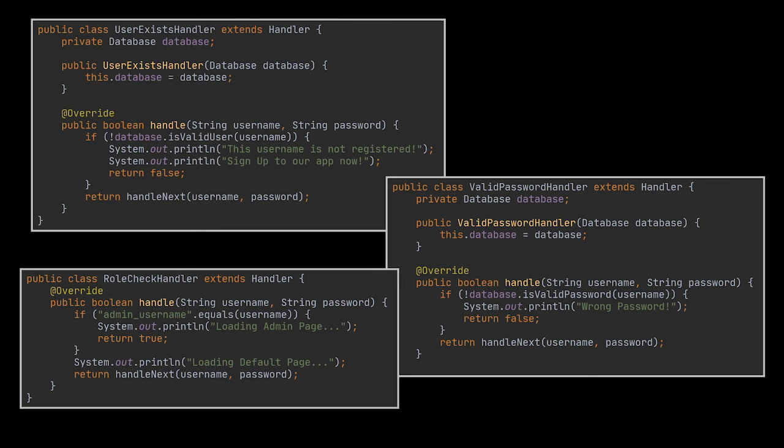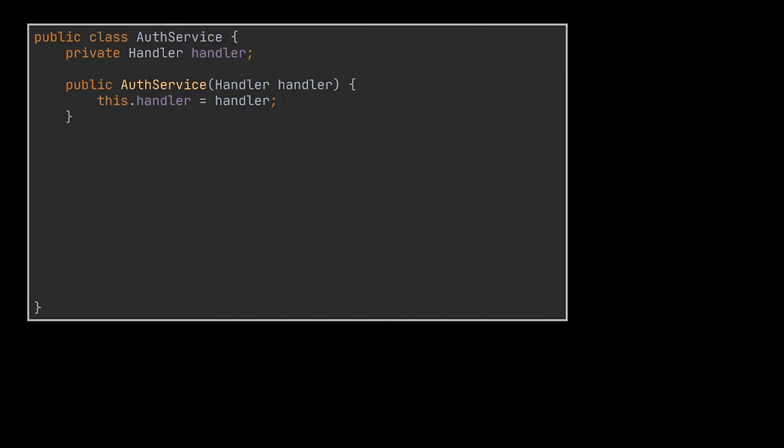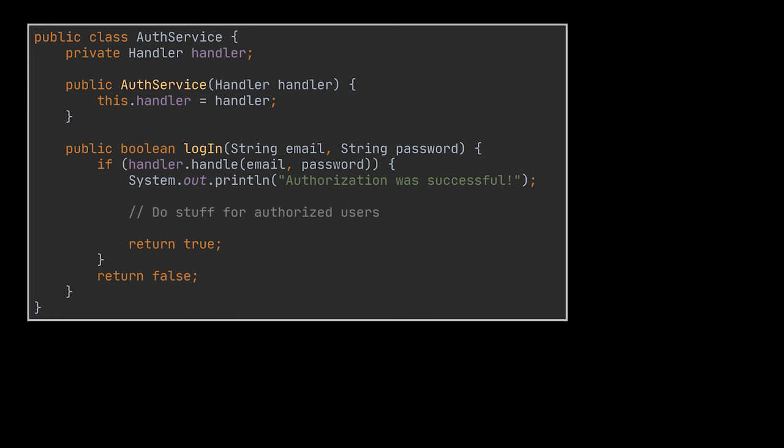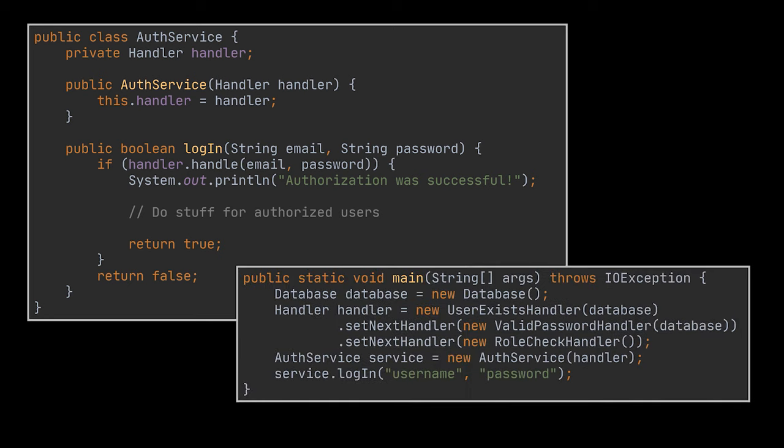Now, if our application held an authentication service class, ideally this class would have a handler as a field and as a parameter to its constructor. This handler should be used inside a login-like function that invokes the handle method on the root handler of the chain. If this method returns true, then the user passed all the checks in the chain and was authorized inside our application. This authentication service, along with the chain of concrete handlers, should be initialized by the client, where the whole logic we implemented will be set in motion.